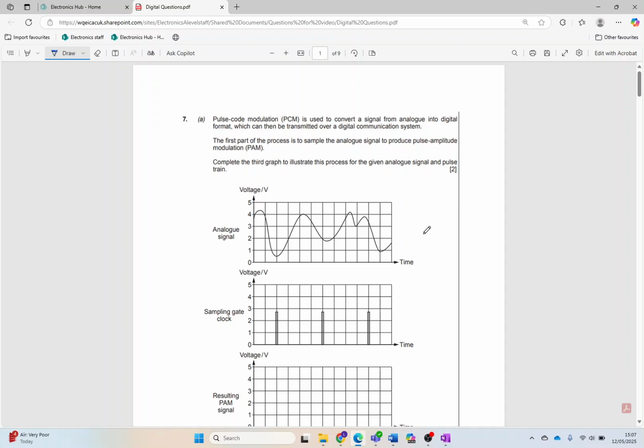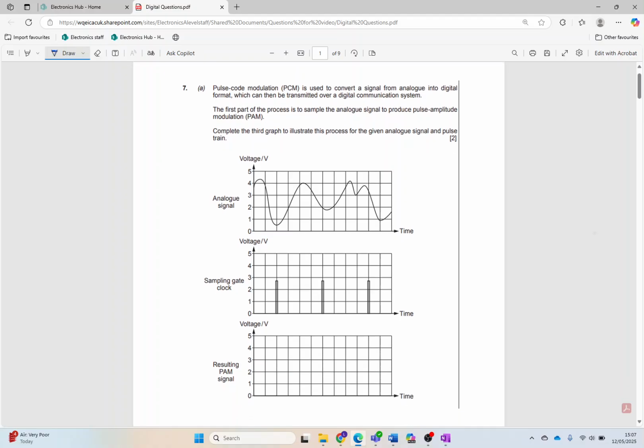Okay, a video then on digital communications. We'll start off by going through what is pulse amplitude modulation. So pulse amplitude modulation, we've got our analog signal, it's going through the sampling gate. Remember our sampling gate, the clock for that needs to be at twice the highest frequency. But in other words, we're going to sample at this point here.